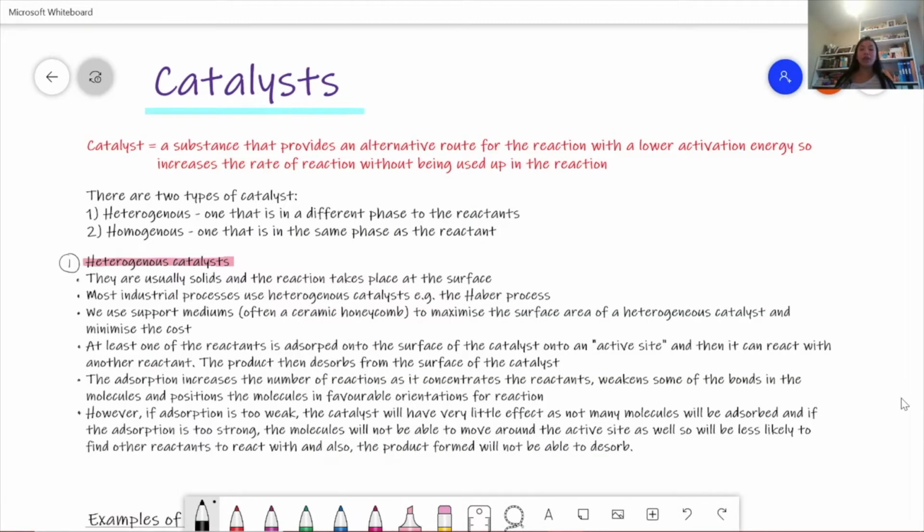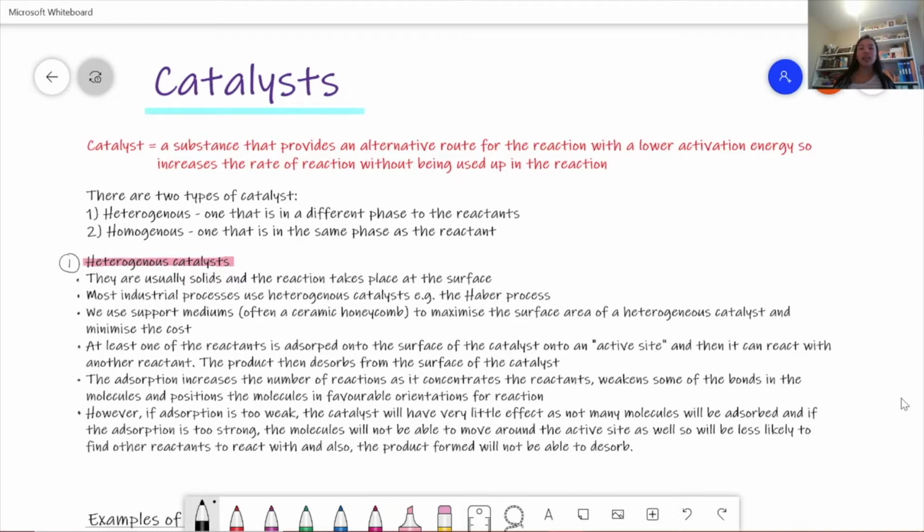Now we're going to talk a bit about catalysts. A catalyst is a substance that provides an alternative route for the reaction with a lower activation energy, so it increases the rate of reaction without being used up in the reaction. And it increases the rate of reaction because it provides this lower activation energy route. That means that more of the particles will have the activation energy required to successfully collide, and so the rate of reaction will increase. So there are two types of catalyst.